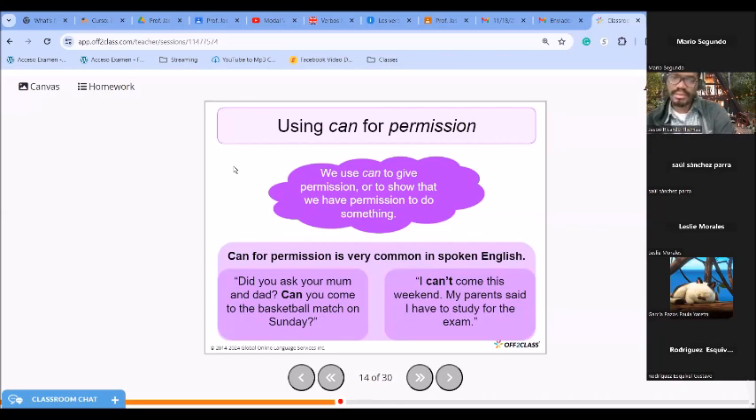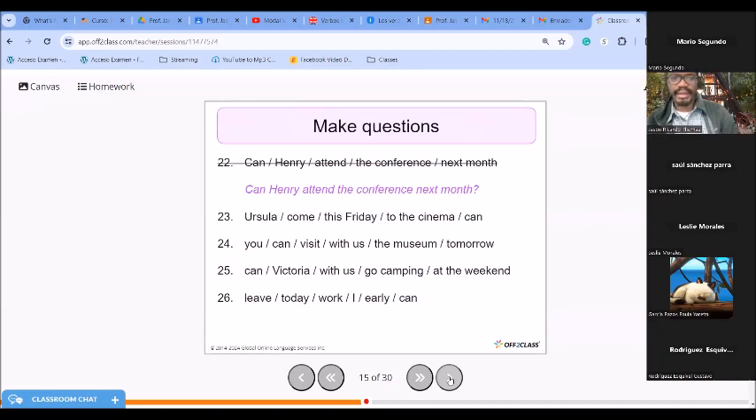Did you ask your mom and dad, can you come to the basketball match on Sunday? I can't come this weekend. My parents said I have to study for the exam. Good. So notice the question and the reply. All right? Both of those will use our modal. All right? And the form is the same.